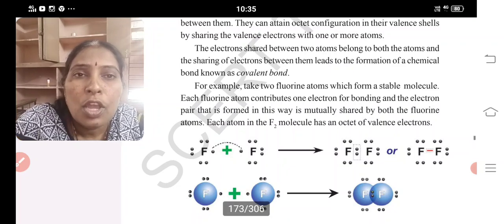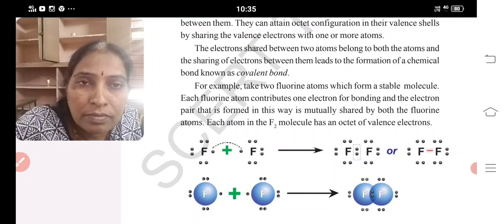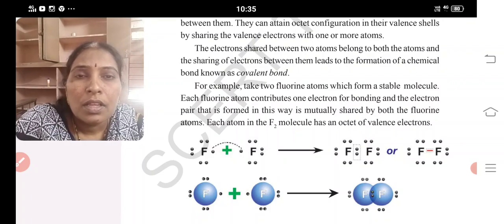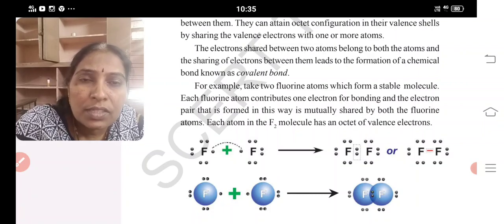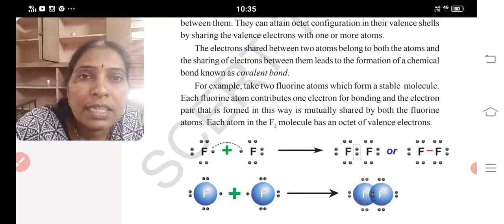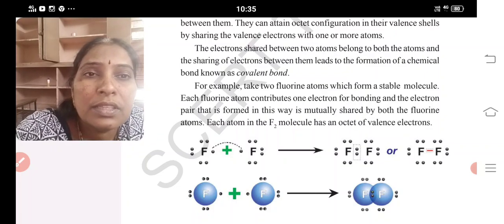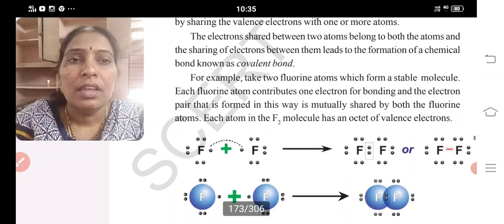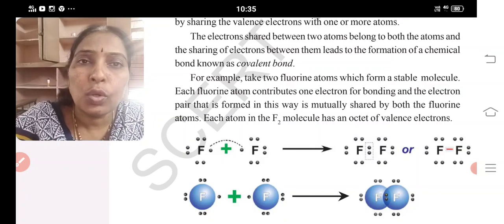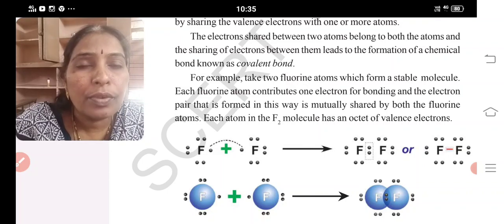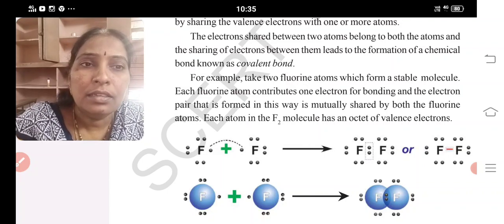See the example. Fluorine atomic number is 9. Its configuration is 1s2, 2s2, 2p5. 5 plus 2, 7. So how many electrons are there in the outermost shell? 7. See the first fluorine. Around the fluorine, how many are there here? 7. And it combines with another fluorine and shares the bonded pair. Such type of bonds are known as a covalent bond.